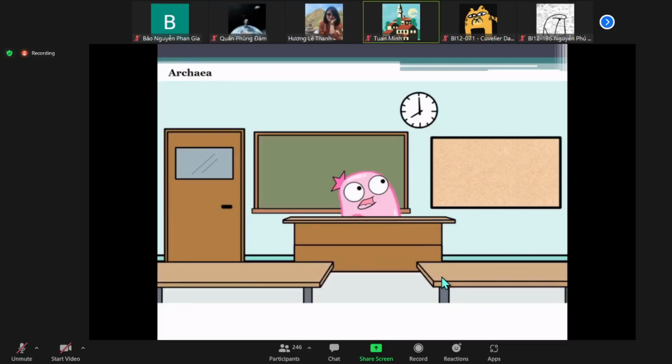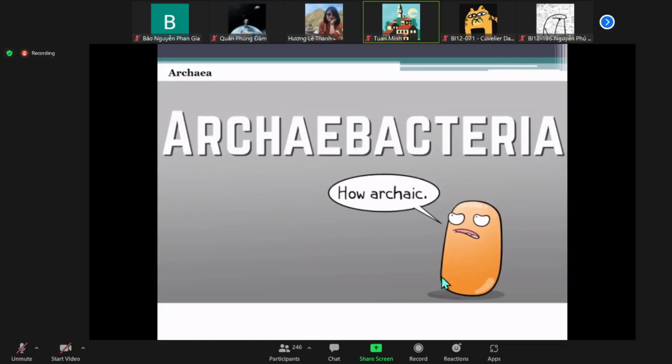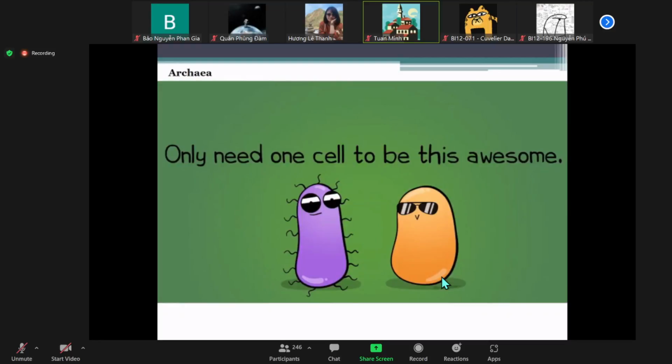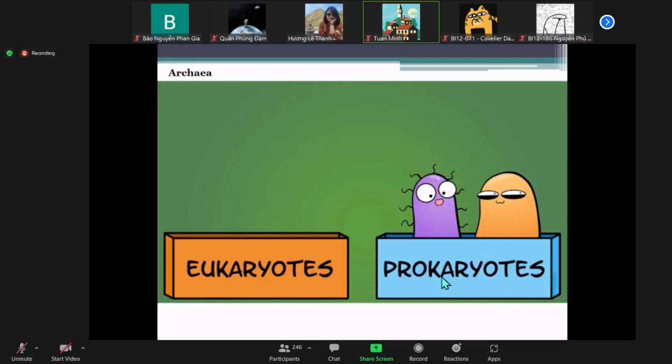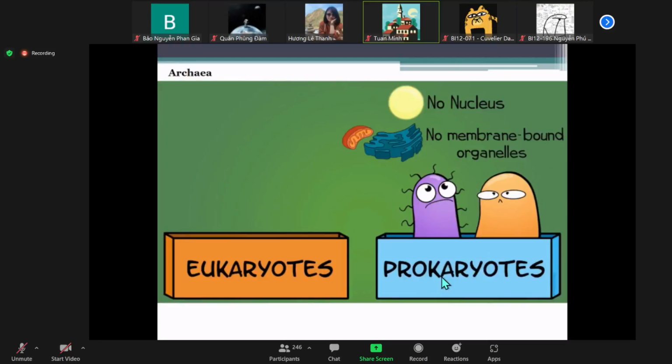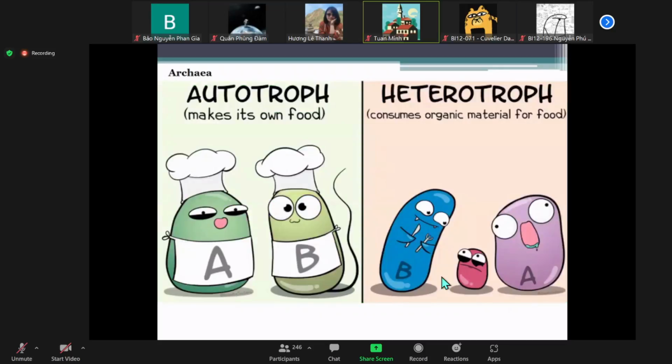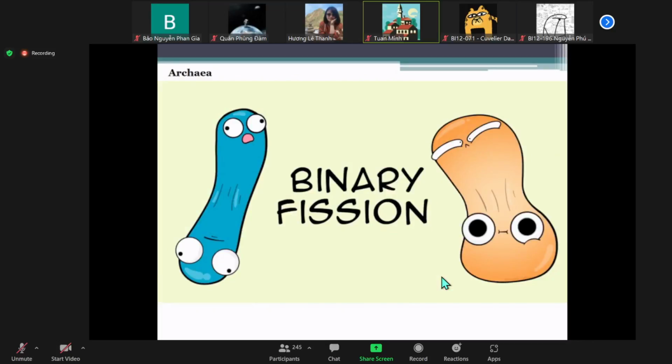It's interesting because when I first started teaching, it was common to call archaea archaebacteria. But that is an outdated term because archaea aren't bacteria. Now, they do have some things in common with bacteria. They're both unicellular, they're both prokaryotes, so they have no nucleus, and they also don't have membrane-bound organelles. They both have genetic material and cytoplasm and ribosomes. Both bacteria and archaea can be classified as autotrophs or heterotrophs, and they both do binary fission to reproduce.